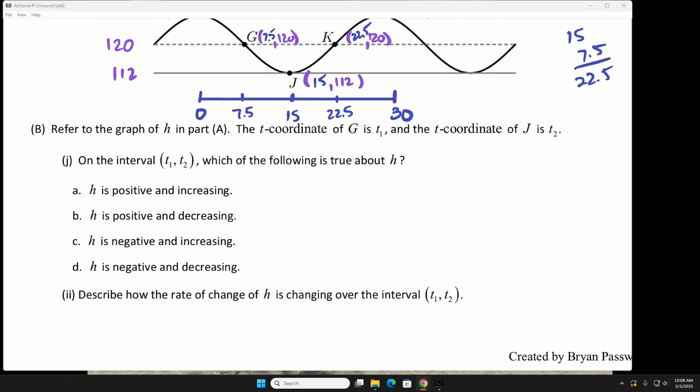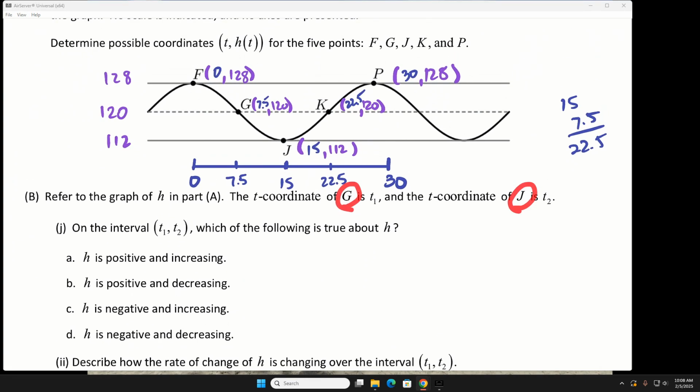All right, B is going to have the exact same wording. The only thing that changes is these could change. So this particular one, we're going from G to J. It could be from F to G, or it could be from K to P. It could be any of those. But we are going to go from G to J to answer both questions here.